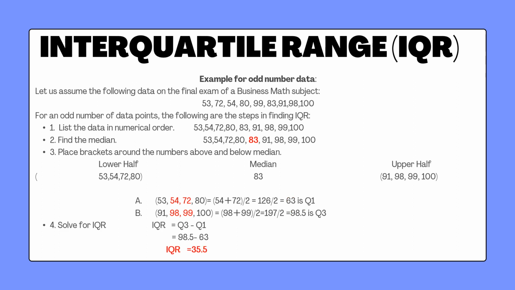Finally, calculate the interquartile range, IQR. IQR equals quartile 3 minus quartile 1. IQR equals 98.5 minus 63. IQR equals 35.5. So, the interquartile range for the given data set is 35.5.